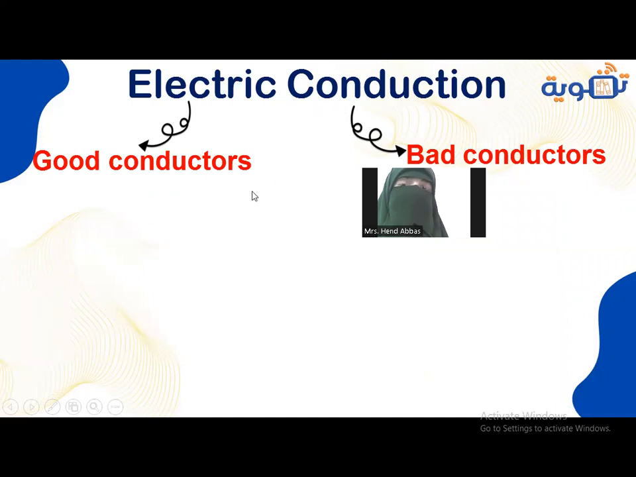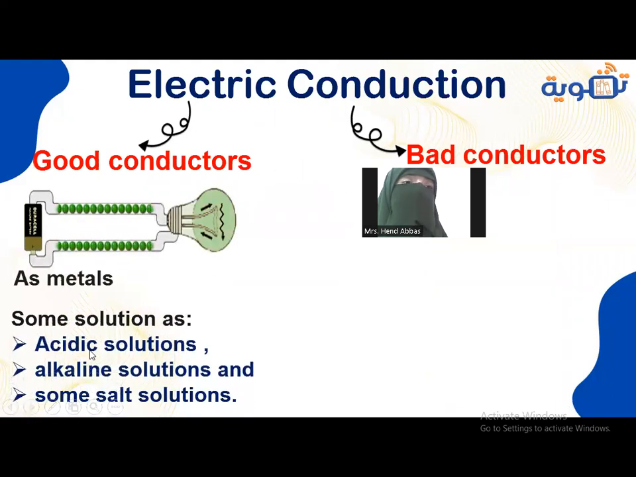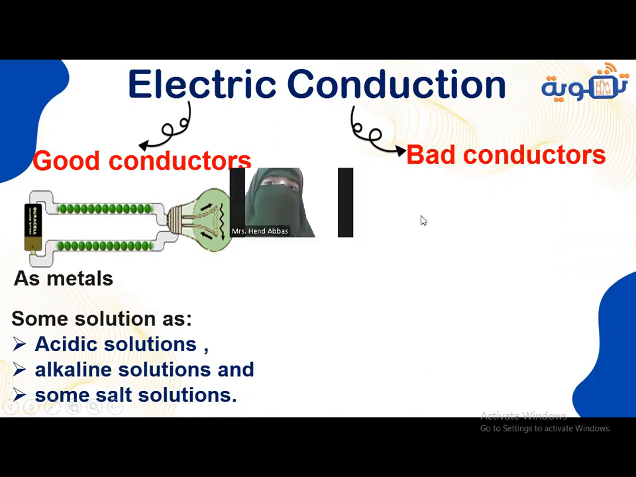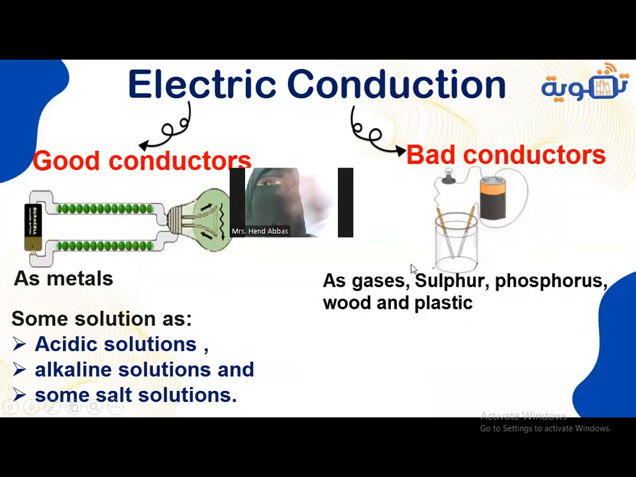Okay, electric conduction. We have two groups here. There are some substances that are good conductors, others are bad conductors. Good conductors like what? Like metals, like acidic solution, alkaline solution, and salty solutions. What about the bad conductors? Like the air, the gases, sulfur, phosphorus, plastic, wood, all of these are bad conductors.